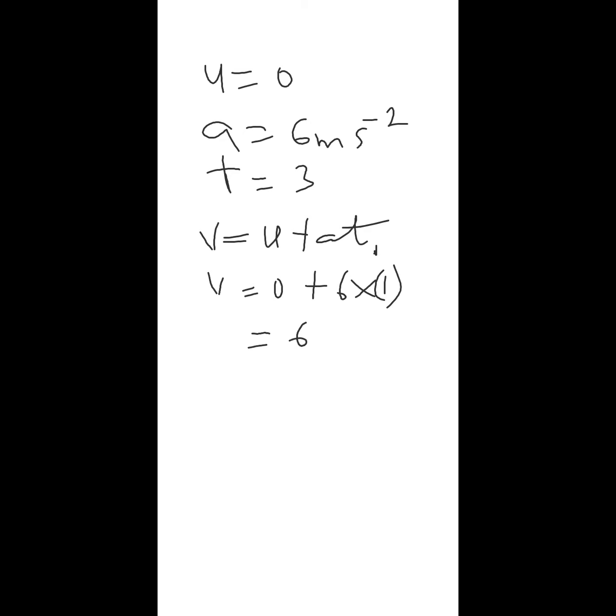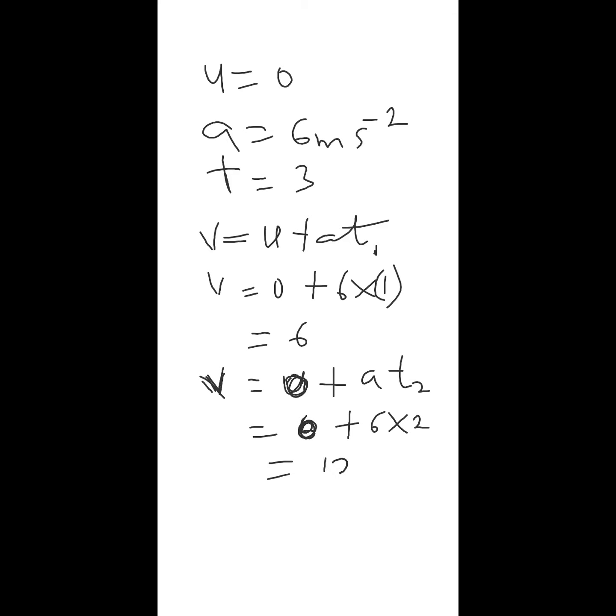When it is T2, velocity at second seconds, that is when it is now 2 seconds, the initial velocity will still be 0, then AT2, that is when the time is 2 seconds. So you are going to have 0 plus 6 times 2. So you have 12 meters per second.